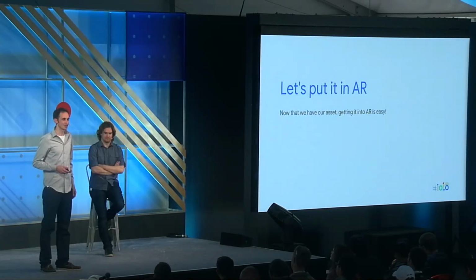OK, so we've got our asset looking the way we want it to. Let's see what we need to do to get it in AR. Now, you remember I talked about placing the runtime optimized binary, the SFB, in the assets or res-raw folder. So let's look at how we would load that in our runtime out of each of these.